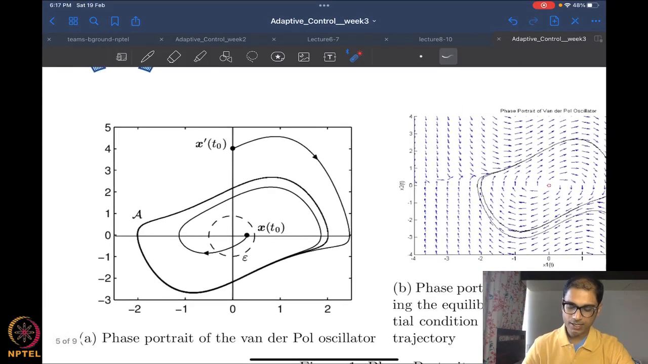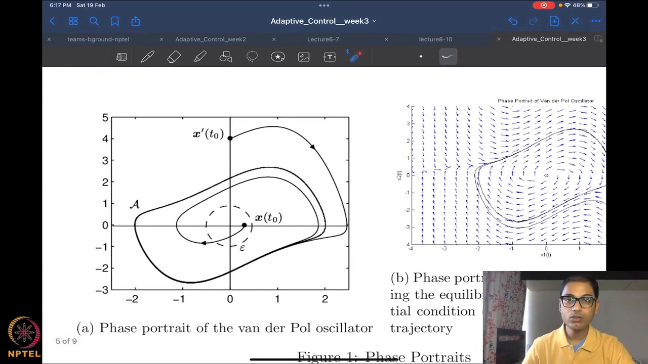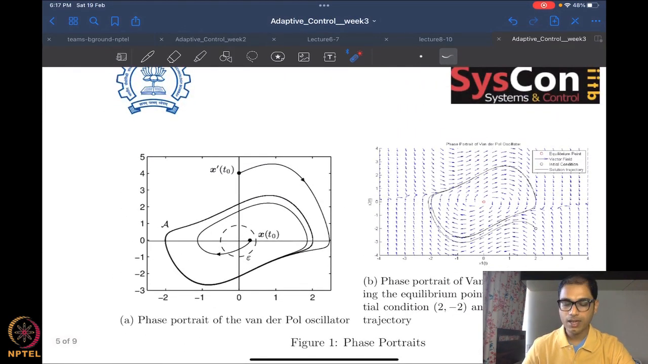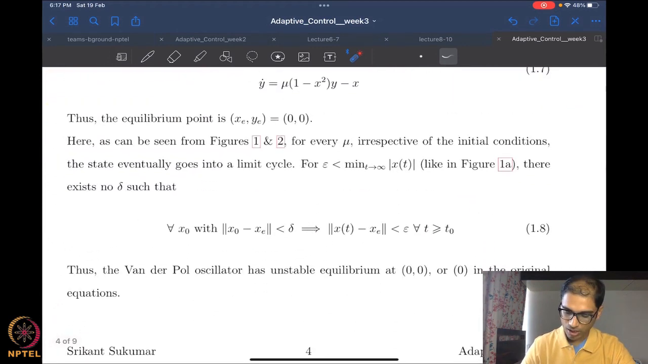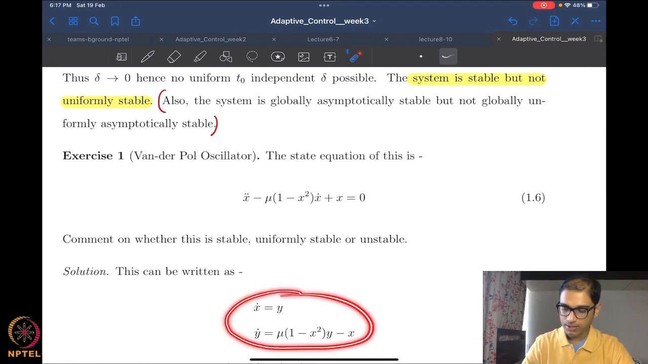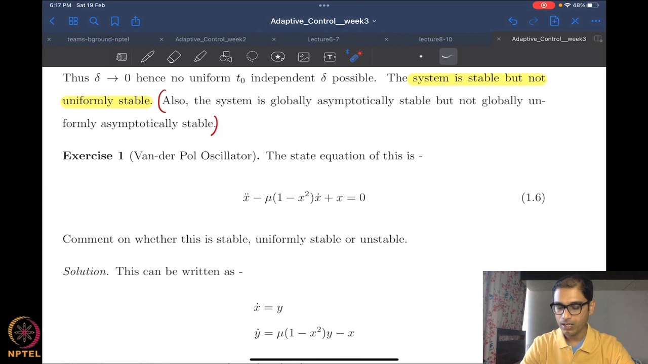So the question is, what can you say about the stability of the origin for different values of mu for the Van der Pol oscillator? Of course, in state space form, it can be written in this way, in equation 1.7.